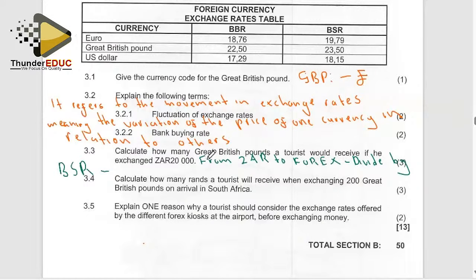When you get to the whiteboard, we are saying that we have 20,000 rands. We are dividing those 20,000 rands. What are we changing to? We are changing to Great British Pound. If you look at the Great British Pound, it's being sold at 23.50. So we say divided by 23.50. So 20,000 divided by BSR, which is 23.50, would give you 851 pounds and 6 pence. So this is the correct answer for 3.3.